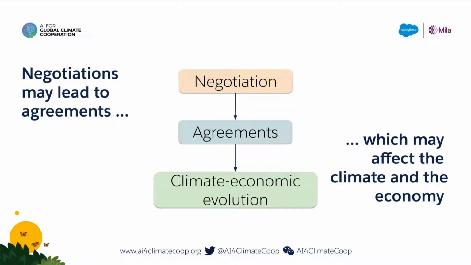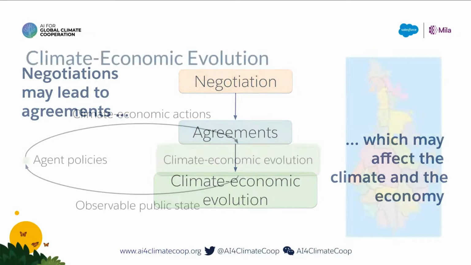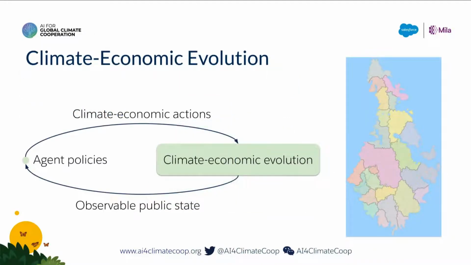In short, negotiating leads to agreements, which affect agents' actions and therefore the climate and the economy. To see how this works, let's take a closer look at the climate economic component and the negotiation component. The climate economic component consists of a simulation that spans 100 years, with each step in the simulator being 5 years long. Economic activity increases emissions, and emissions raise temperature.